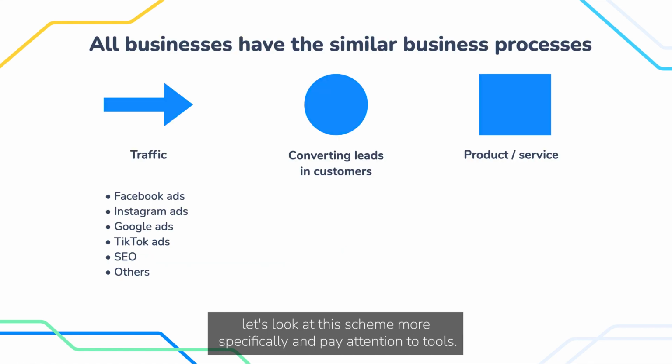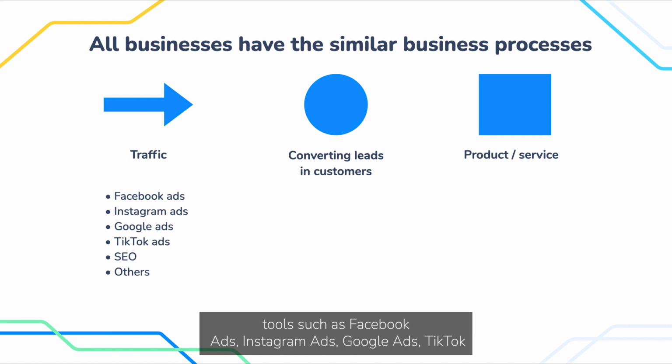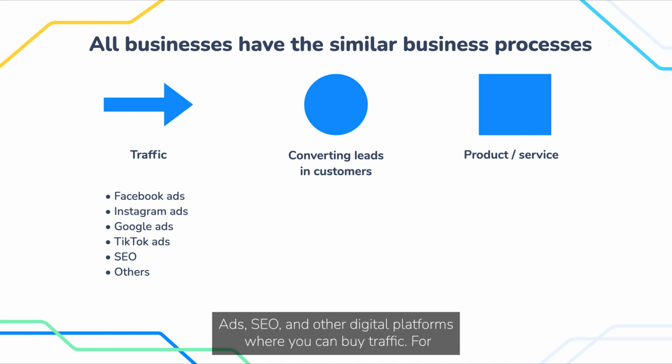Now, let's look at the scheme more specifically and pay attention to tools. The traffic business process includes such tools as Facebook ads, Instagram ads, Google ads, TikTok ads, SEO, and other digital platforms where you can buy traffic.